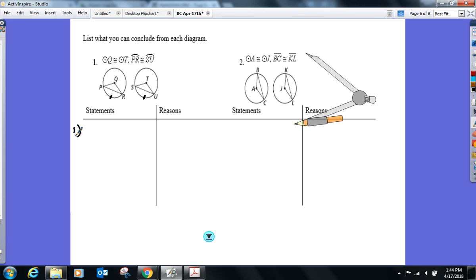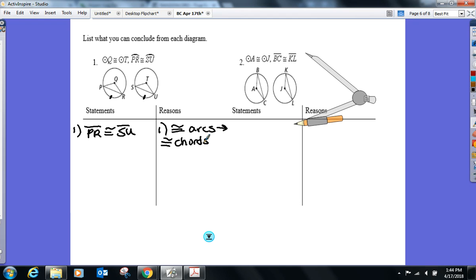What else? Bella, go. Chord PR is congruent to chord SU. There you go. Chord PR has to be congruent to chord SU. All right, now I'm going to start helping you guys with what I expect in the reasons column when we start these circle proofs. Bella, how did you know? What information did I give you that led to this? So congruent arcs imply, or what led to, what, Bella? The congruent chords. So this is what I would start writing in my reasons column now.